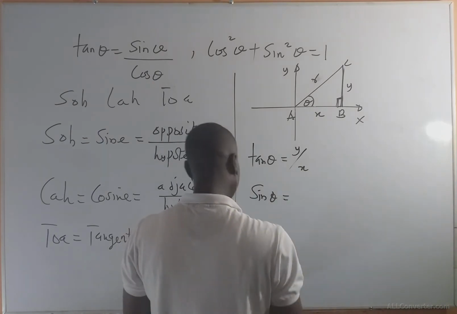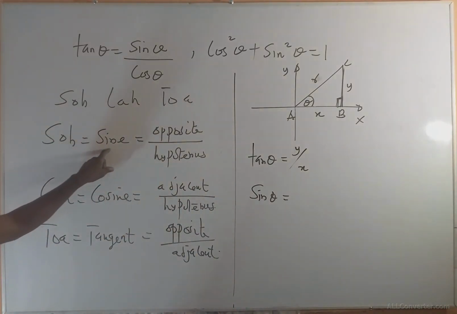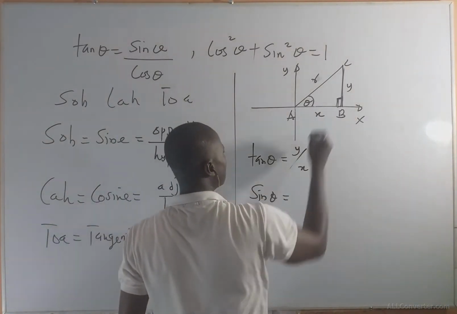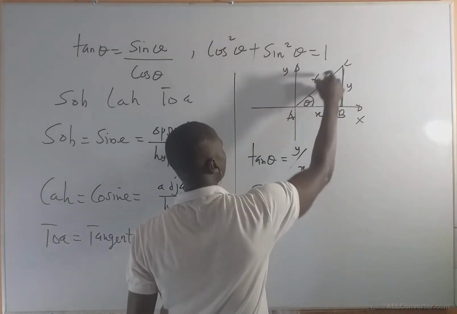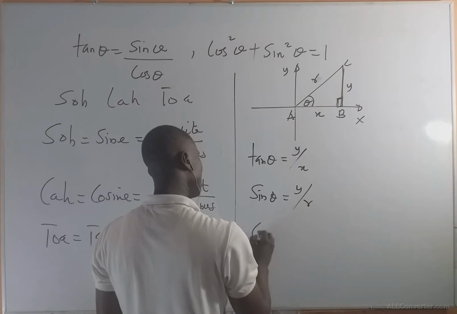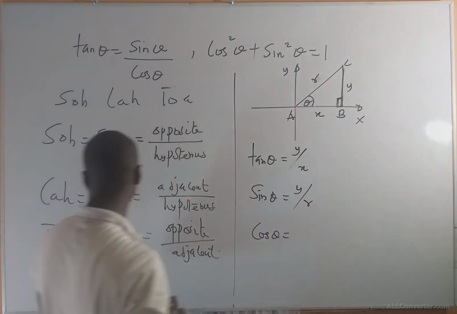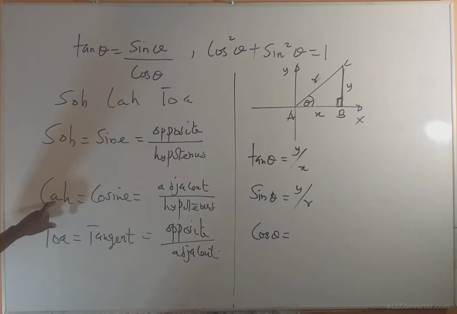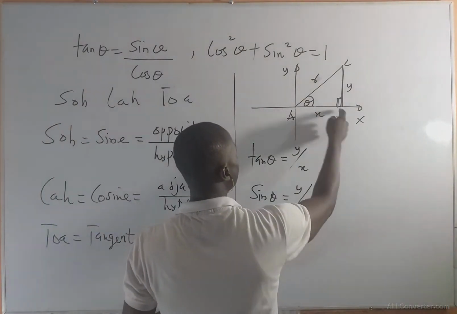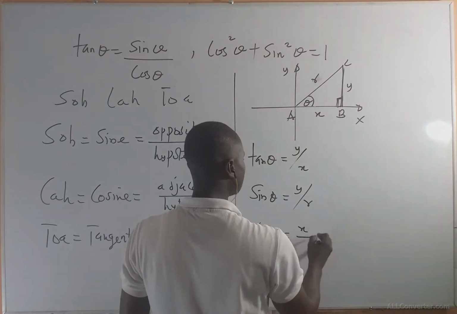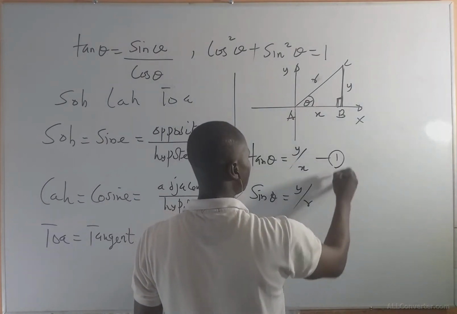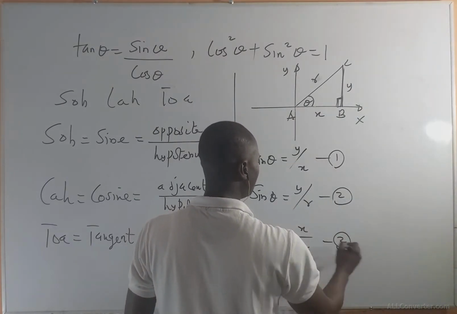Then what about sin theta? Sin is SOH, opposite over hypotenuse. Opposite to the angle theta is Y. The longest side is the hypotenuse, the side facing the 90 degrees angle, and that is R. Then we also have cos theta, from the cosine or CAH, adjacent over hypotenuse. The adjacent to the angle theta is X, and the hypotenuse is R, so it's X over R. This is equation 1, let this be equation 2, and this is equation 3.